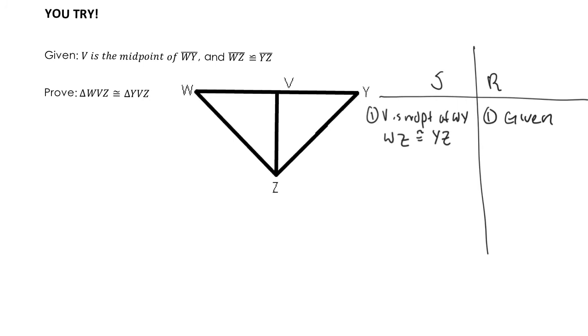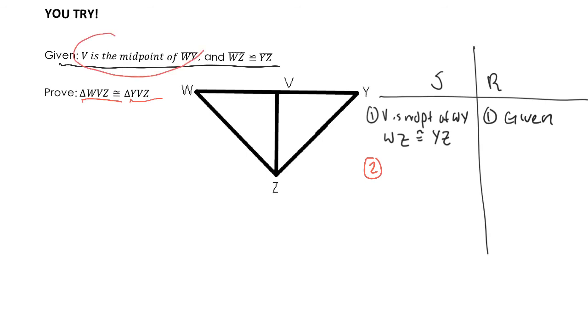So now that you just tried that try problem, I'm going to show you the answer so you can check your work. The first thing is just write down the given. Easy. Second thing, I'm trying to prove WZV is congruent to YVZ. And there's only two triangles, so I'm obviously looking at those two triangles. Easy. So step 2.